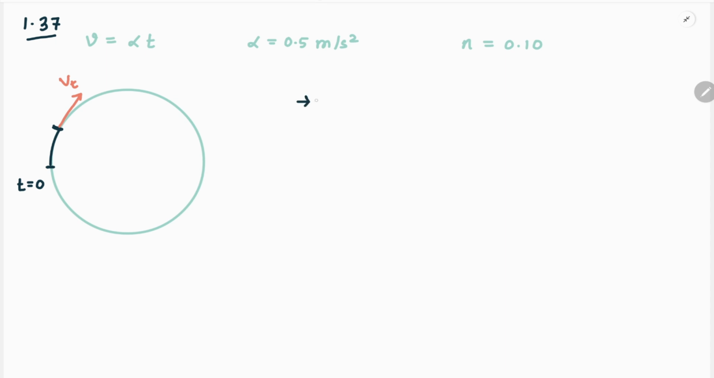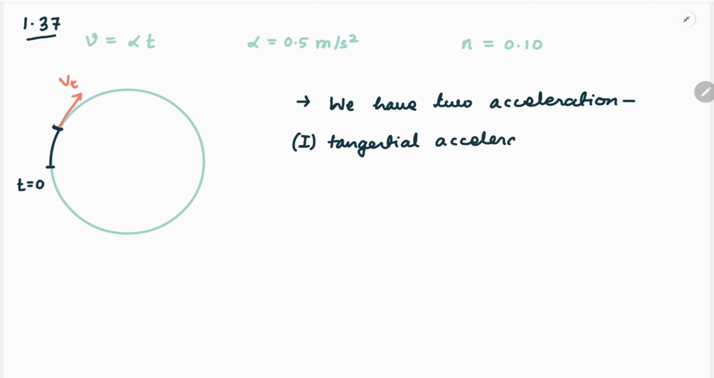The first thing we are writing here is that we have two accelerations, and the first one we are discussing is the tangential acceleration. The tangential acceleration is equal to dv by dt. The derivative of alpha t with respect to t is alpha, and this value is constant, equal to 0.5 meter per second square.